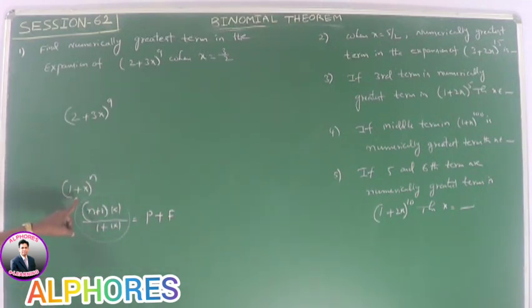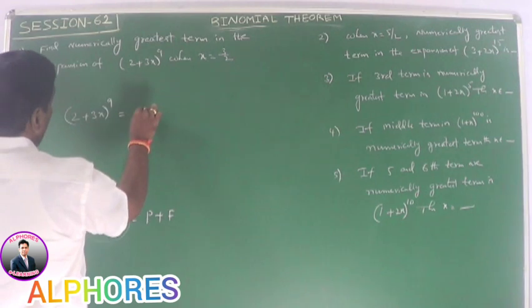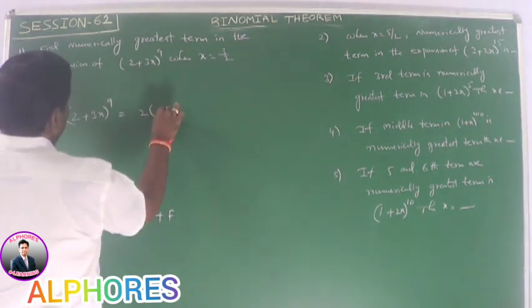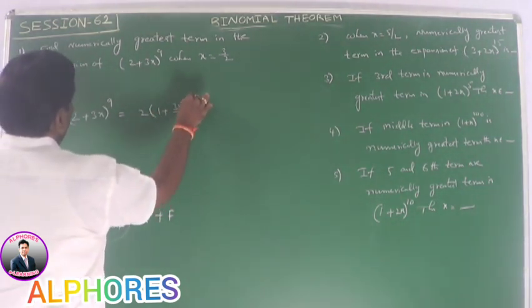When the given binomial is in the form of (1 plus x) whole power n, it is a standard binomial. But the given binomial is not in standard form, so we reduce this value into standard form. For getting a standard form, this must be 1. So 2 is the common factor, so we take out 2. By taking 2, this value is reduced to 1 plus 3x by 2, whole power 9.